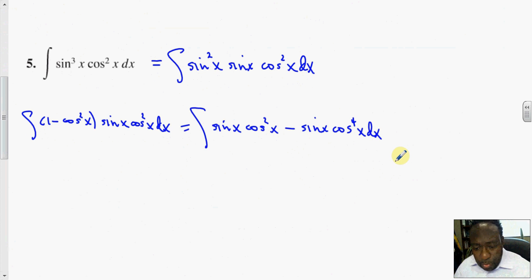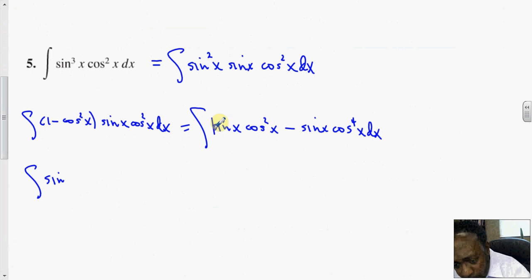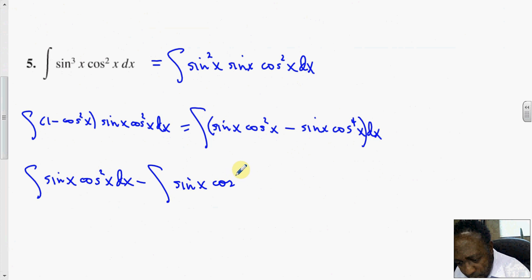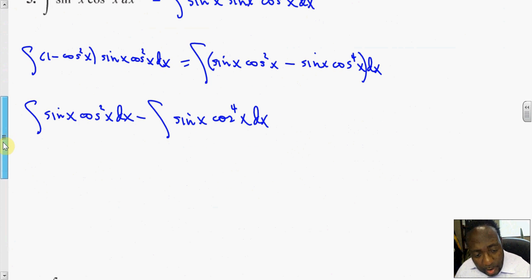Now you can write these as two integrals. This is the integral of sine x cosine squared x dx minus the integral of sine x cosine to the 4th x dx. Now this looks like number 1. There's only one term, sine, to the first power. If it was cosine to the first times sine to whatever power, we would still use the u-du substitution.